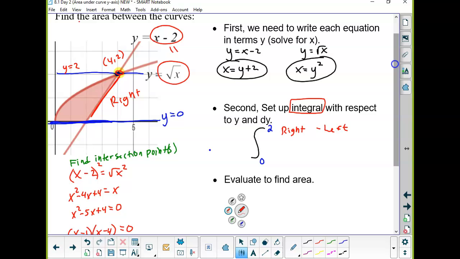Here's where you have to be careful. It's a linear equation, but I'm not going to write x minus 2. I'm going to take the term written in with respect to y.